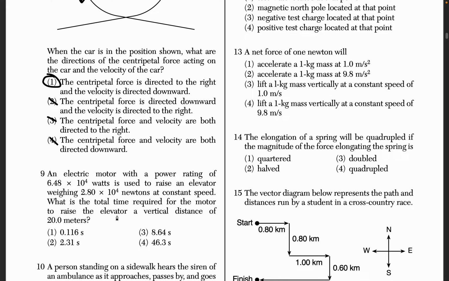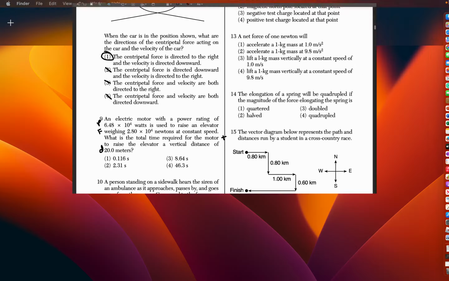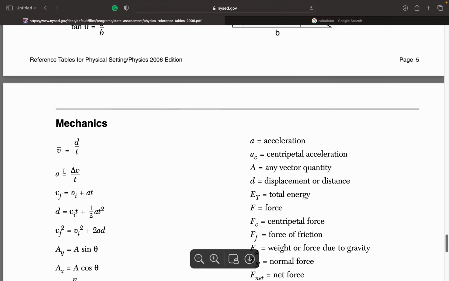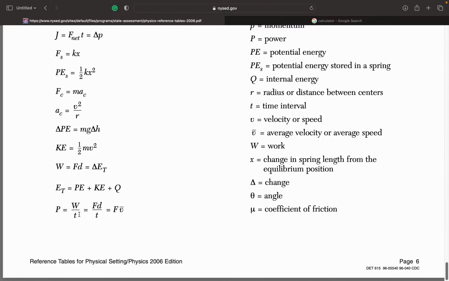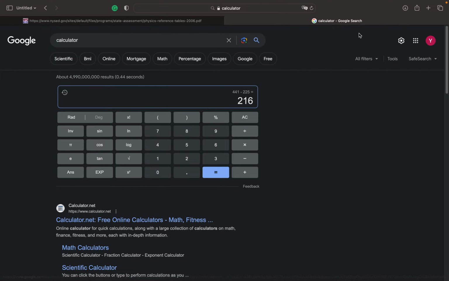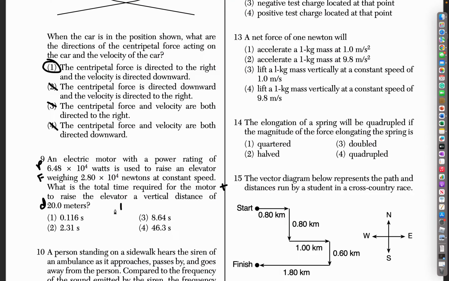Number 9. An electric motor with a power rating, so let's label this, this is the power, is used to raise an elevator weighing that many newtons, so that's our force, otherwise known as our weight. What is the total time? Okay, so we have the distance here, and what we're trying to find is the time, so let's label this time. We go to power equals work over time, manipulate the formula, multiply both sides by t, divide by P. Time is equal to work divided by power.